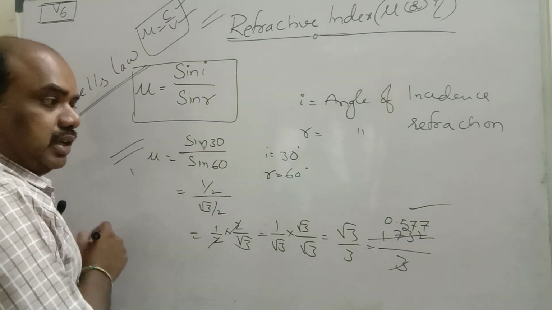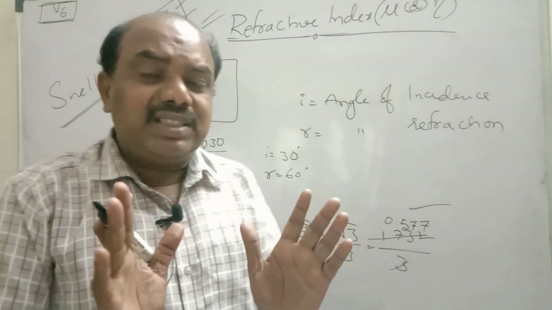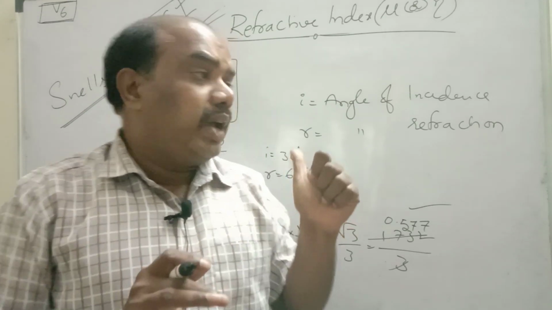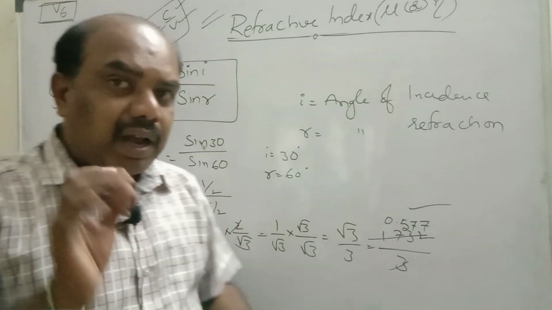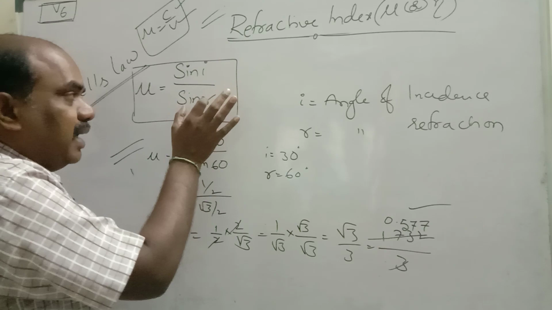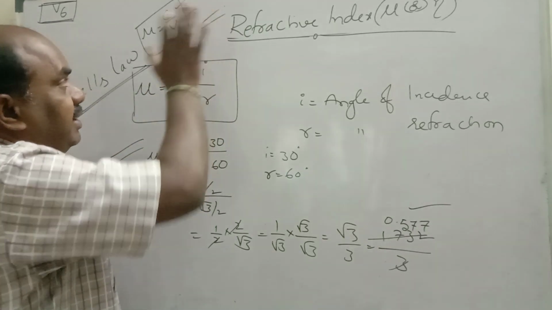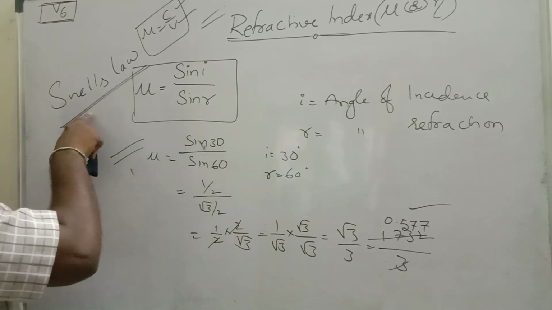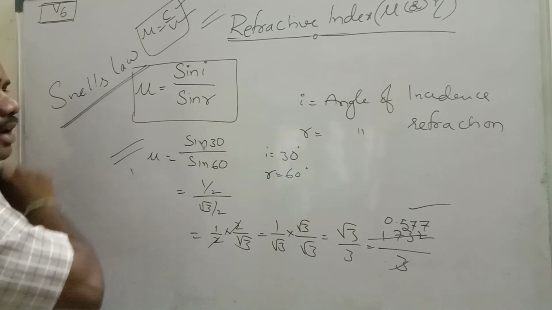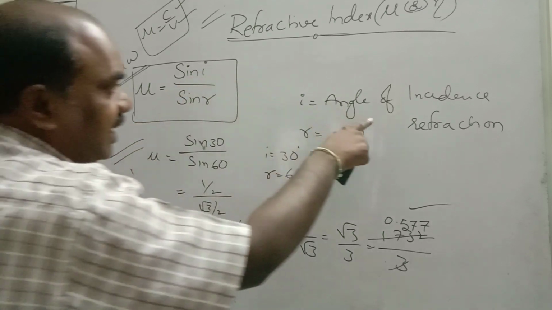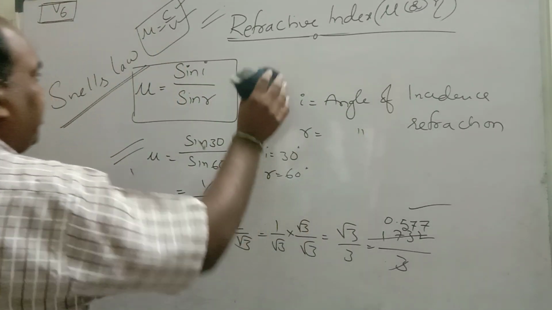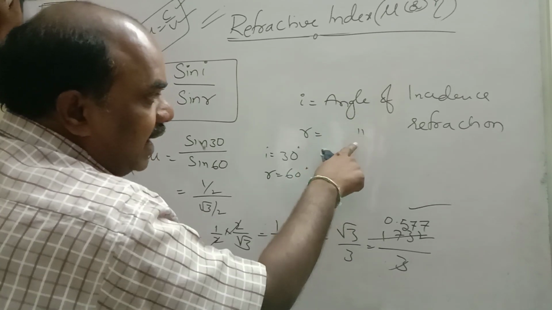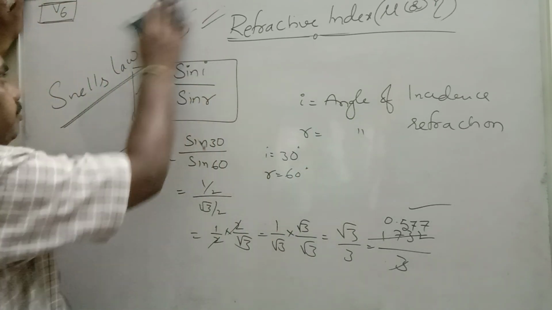So if you don't know the velocities in both the media, then you have to go to this formula. Snell's formula will be very, very useful: sin I by sin R. First formula is mu equal to C by V. Then mu is equal to sin I by sin R. This is called Snell's law or Snell's principle. Here I is the angle of incidence, R is the angle of refraction. The angle of incidence means the angle made by the incident ray with the normal, and the angle of refraction is the angle made by the refracted ray with the normal.